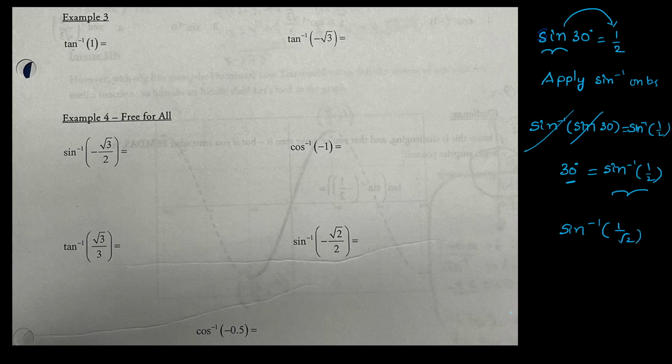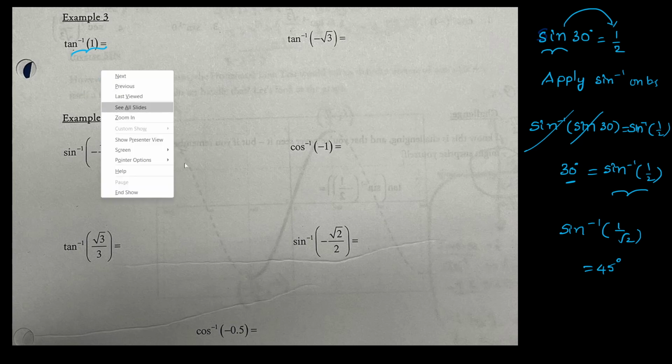Okay, now tell me the value of angle for this function. At which angle sine will become 1 by root 2? 45 degrees. Okay, sine 45 is 1 by root 2. Now in the same way we will find all the values of the given functions here. Now see here, very simple. Tan inverse of 1.